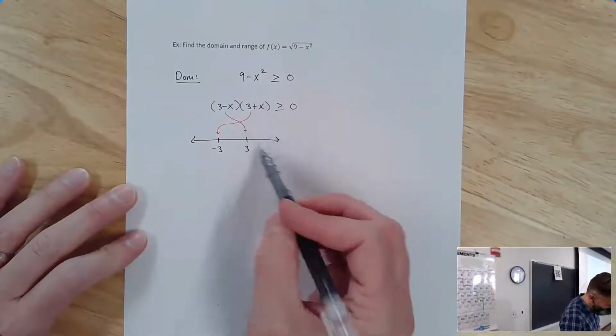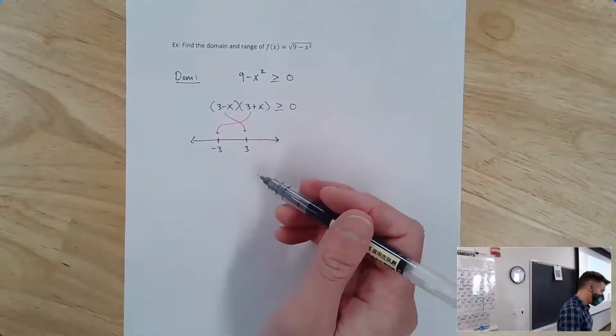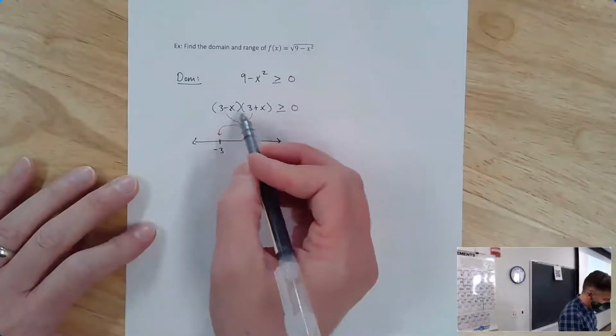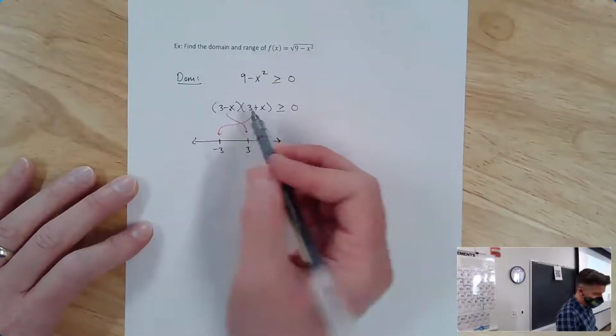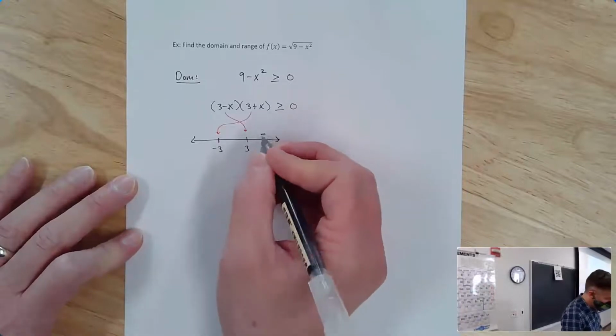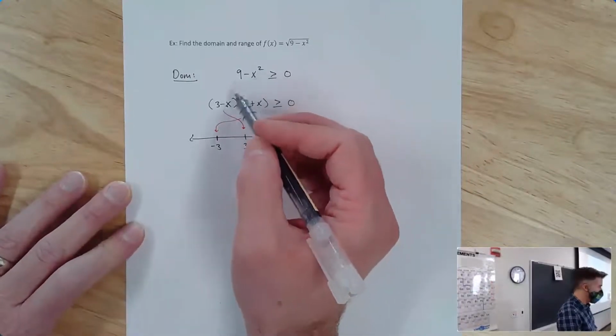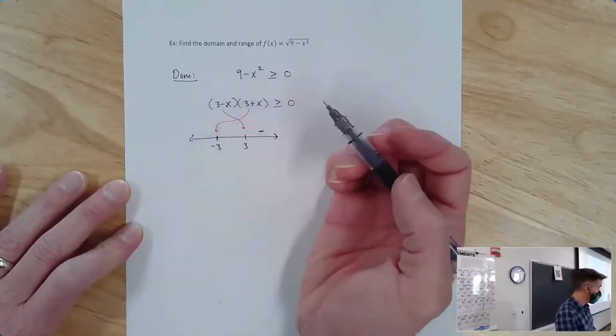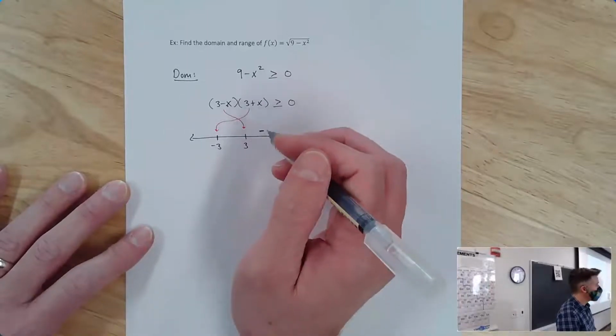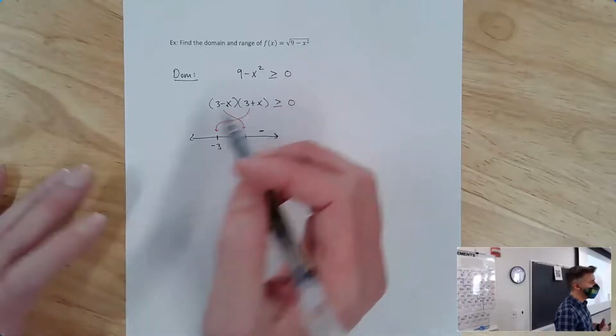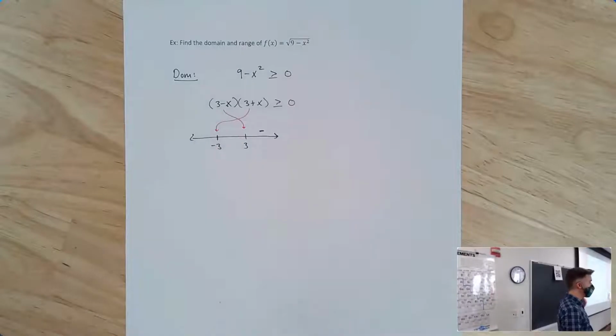Okay, so if I pick something larger than 3, like 5, 3 minus 5 is negative, 3 plus 5 is positive, and negative times positive is negative. I will also point out you could plug in 5 here and see that 9 minus 25 is negative, and it doesn't work. This is a simple example, but it's usually best to factor something so it's easy to tell if the whole product is positive or not.